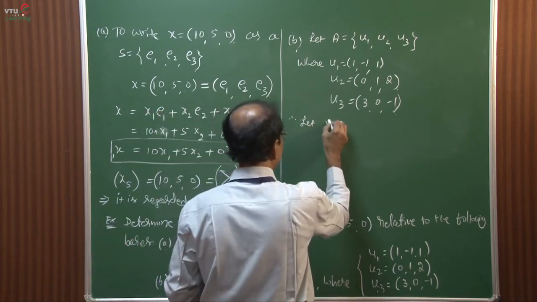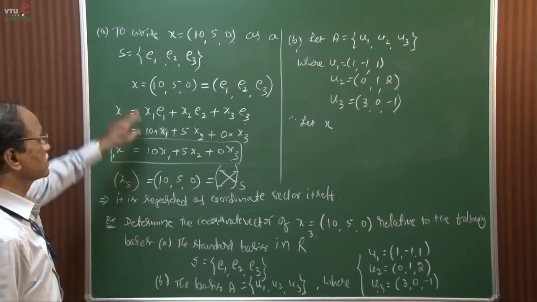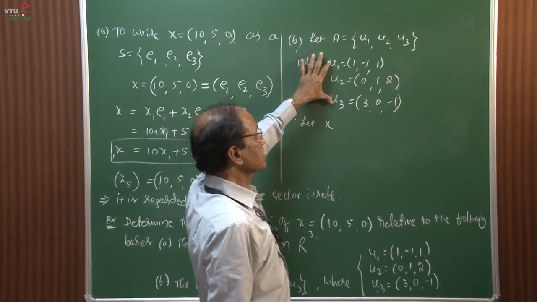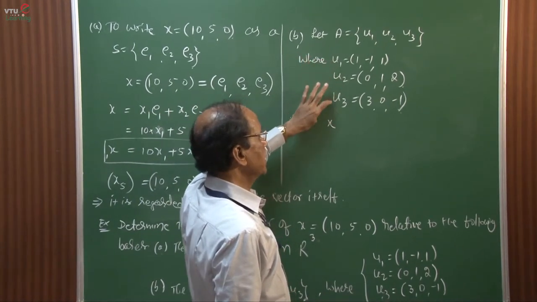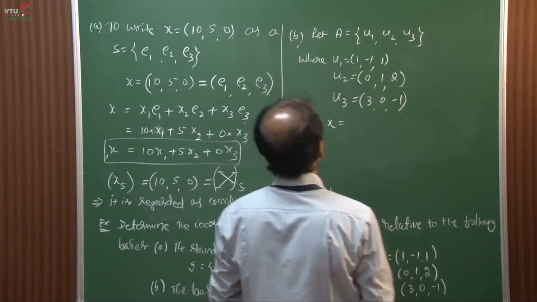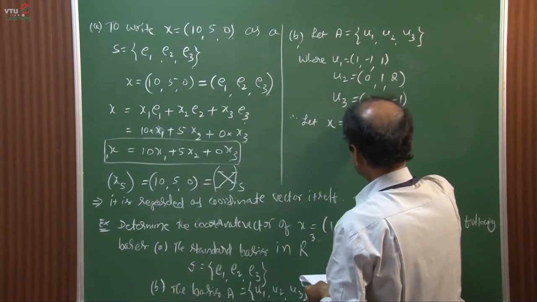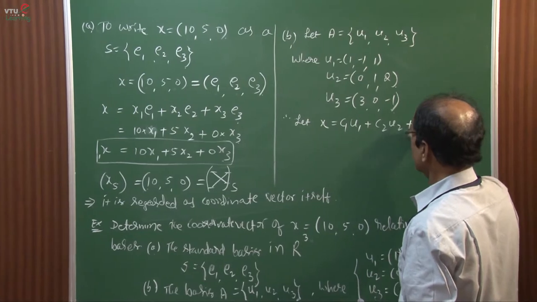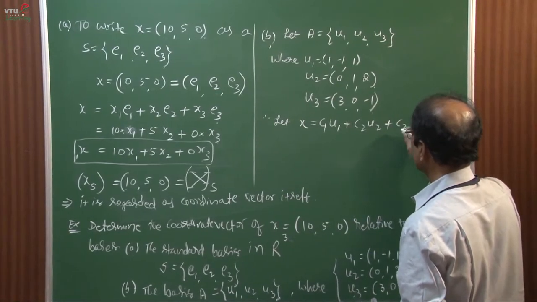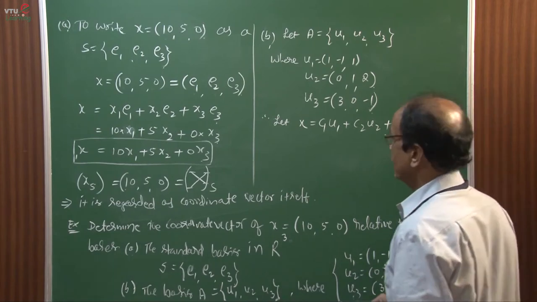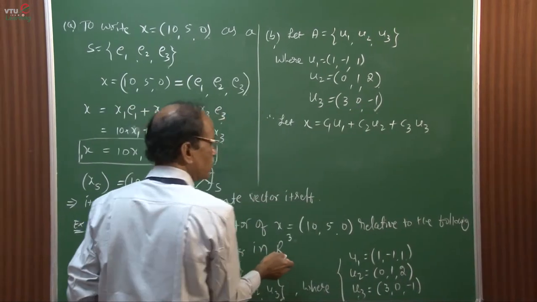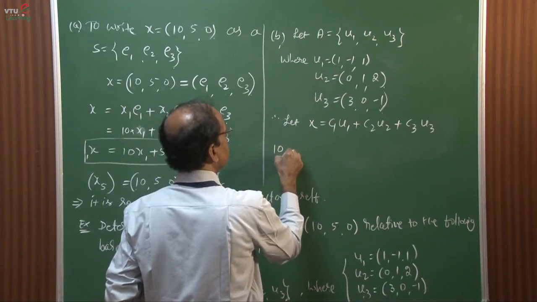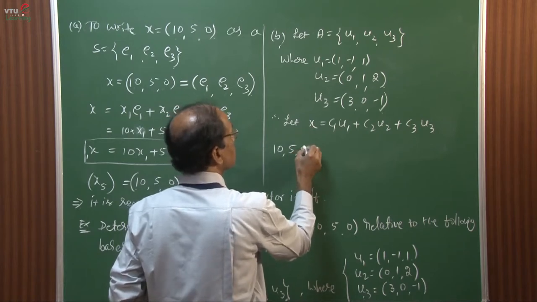Let x is equal to, as we have written linear combination for this as this one. So x is equal to x1 e1 plus x2 e2 plus x3 e3. Here the vectors in place of e1, e2, e3 are u1, u2 and u3. You can write it as u1 multiplied by the scalar c1 plus u2 multiplied by the scalar c2 plus u3 multiplied by the scalar c3, that is equal to x. So then we can take the given values for x on the left side, 10, 5 and 0.